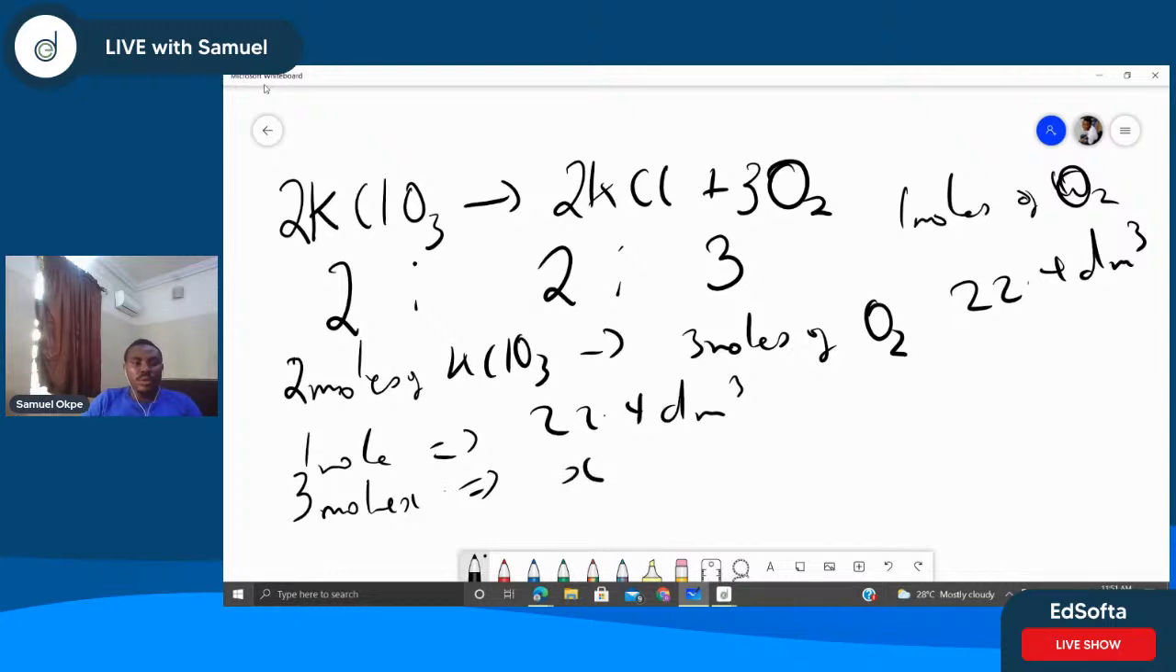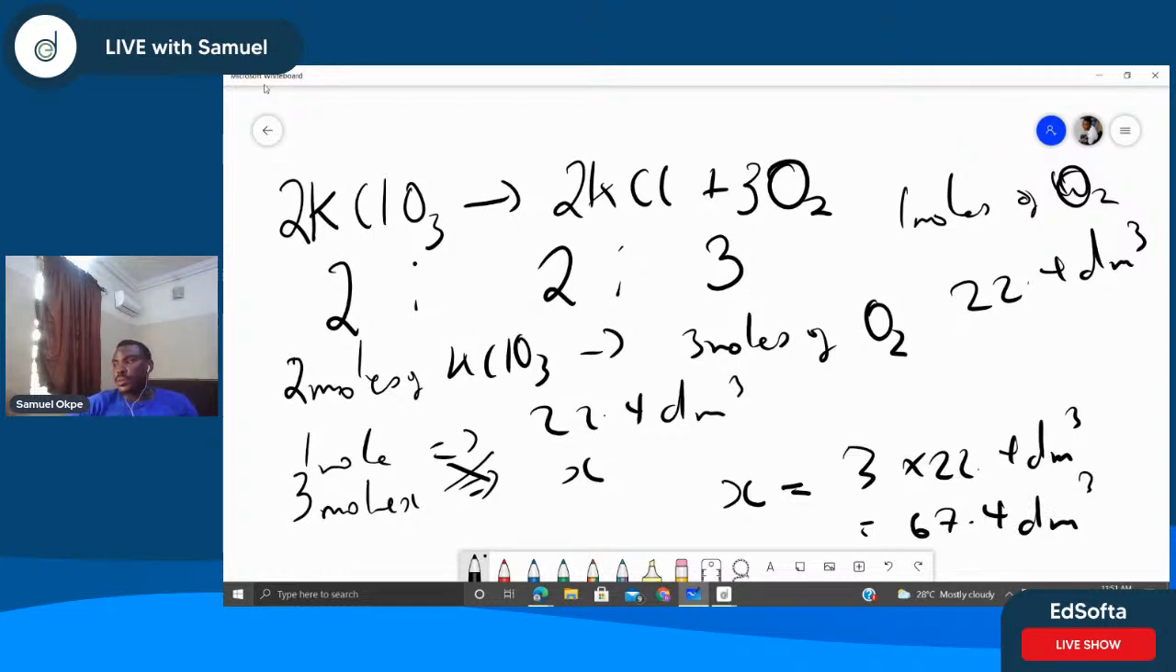So we just cross multiply. X will be 3 times 22.4 dm cube, and your answer will be 67.2 dm cube. That's all. So this is a pretty straightforward question. What is very important is you knowing how to write the reaction equation, then you knowing how to balance the reaction equation, then you can get your mole ratio, which will then enable you to solve the question.